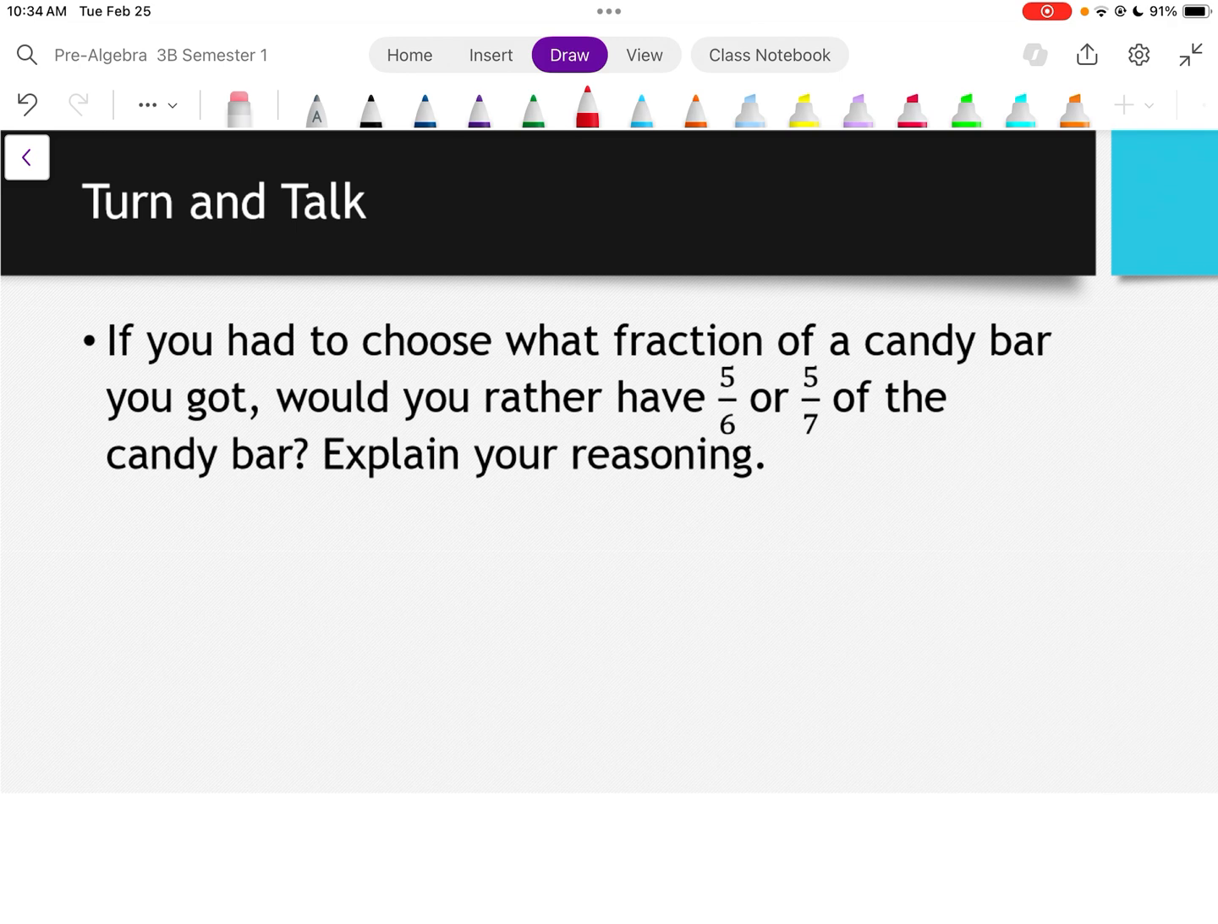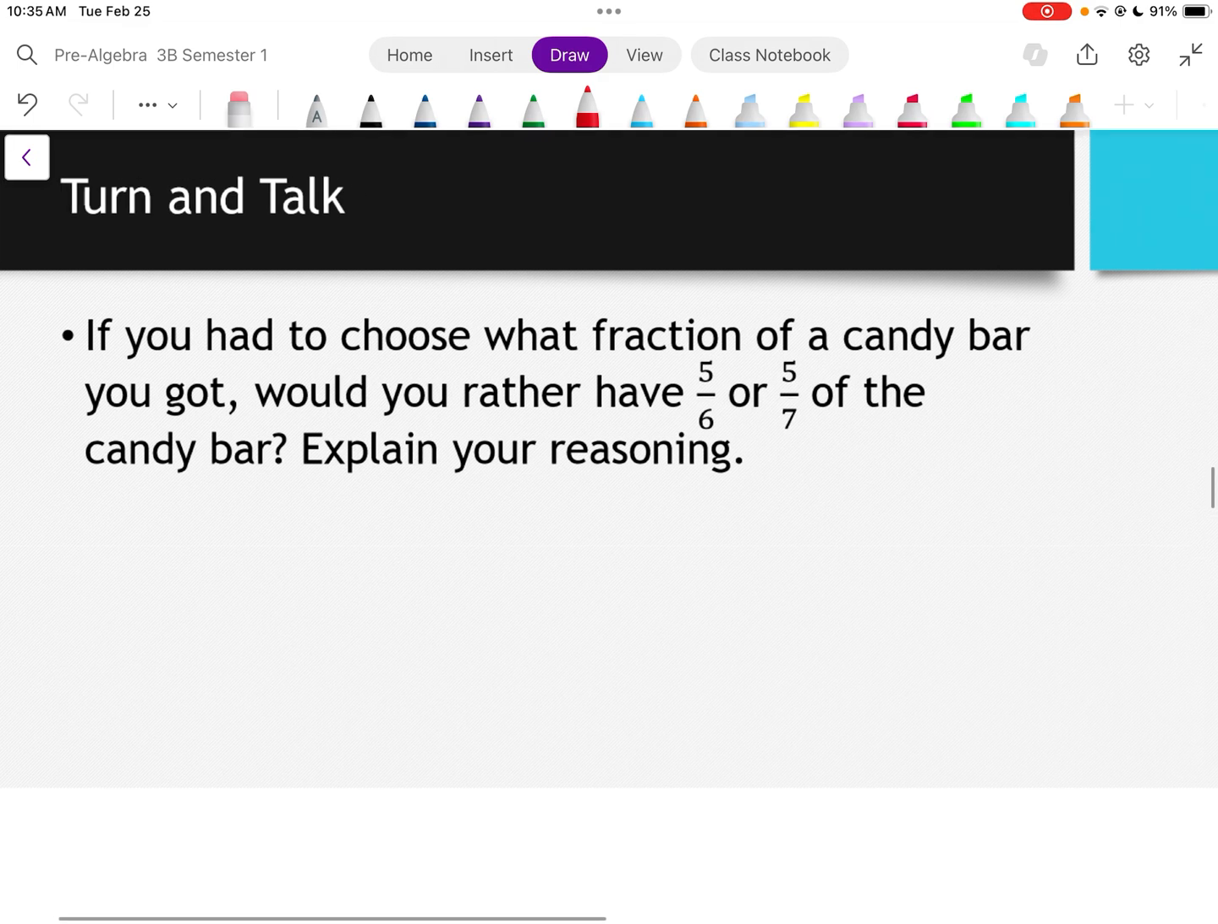All right, since you're watching a video, you probably don't have someone next to you to talk about this, but think about this for a moment. If you had to choose what fraction of a candy bar you got, would you rather have 5 out of 6 or 5 out of 7 of the candy bar? Explain your reasoning.